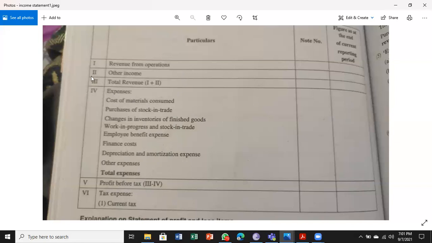So 3 minus 4 will give profit before tax. That is 5. 3 minus 4. Then less tax again. That becomes current year tax. That becomes profit after tax. Profit after tax. That heading is not there. We have to include that. Profit before tax, less tax. Tax here is nothing but income tax. So if you deduct it, you get profit after tax. So any questions you have in this, you can ask me.